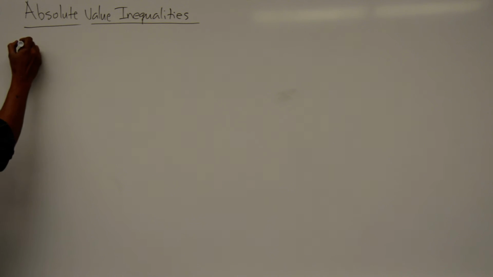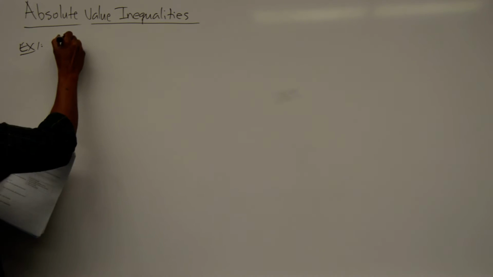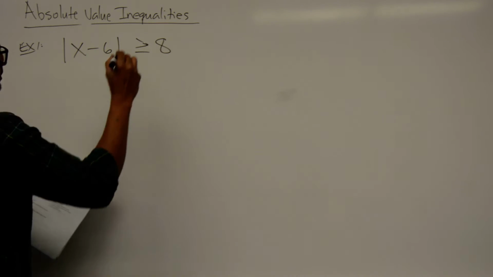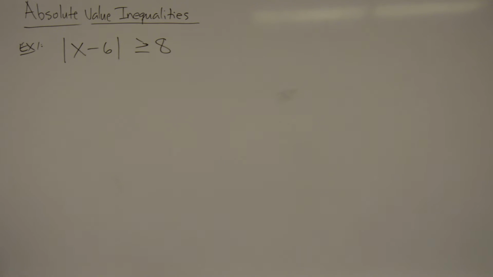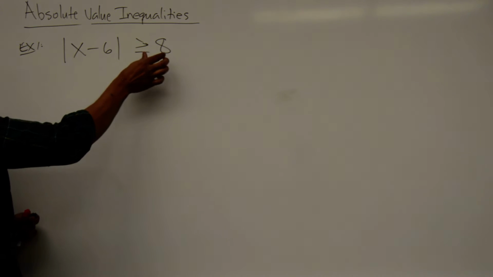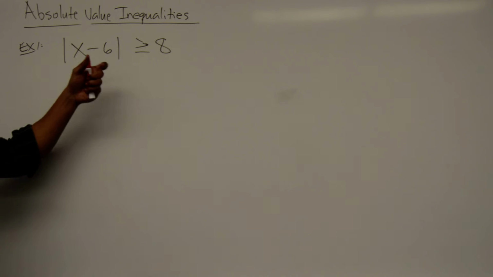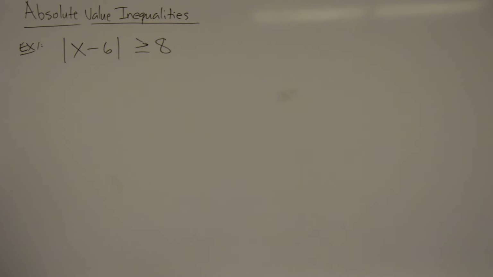So the first example says, we have the absolute value of x minus 6 greater than or equal to 8. Okay, so again, we want to figure out for which values of x is the distance greater than or equal to 8, more than 8. So like 9, 10, 11, etc. The distance has to be more than 8. So let's follow the rule.